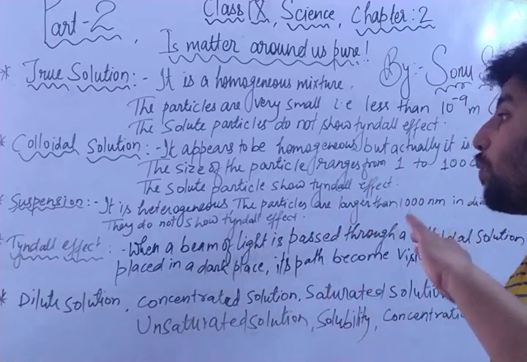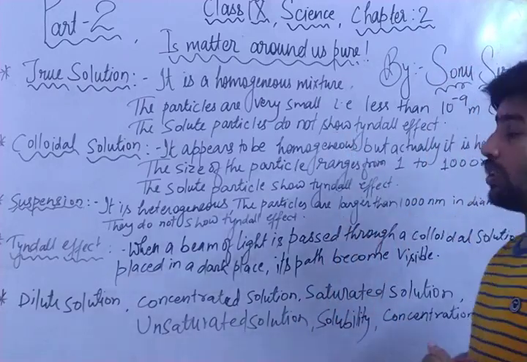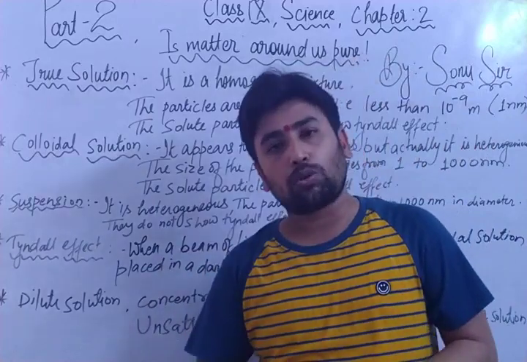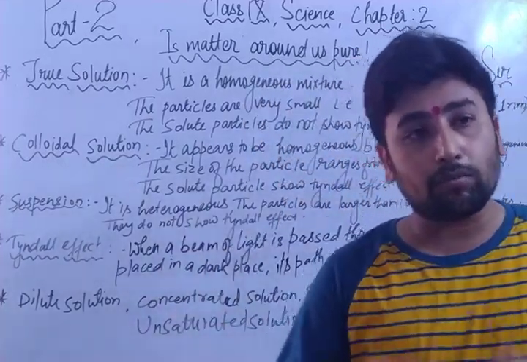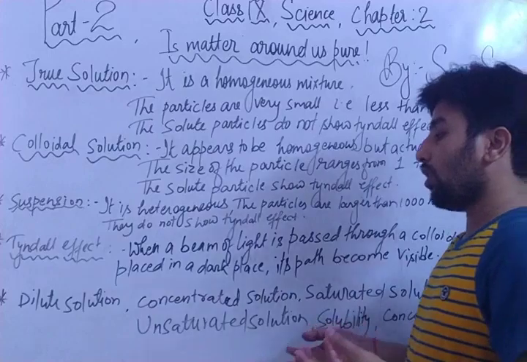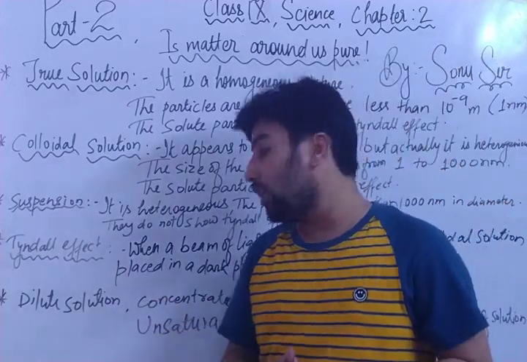Okay, but if I want to make that solution a dilute solution, I will add 2 liters more water. Means adding more water, adding more solvent in comparison to the solute. So that type of solution is called a dilute solution.